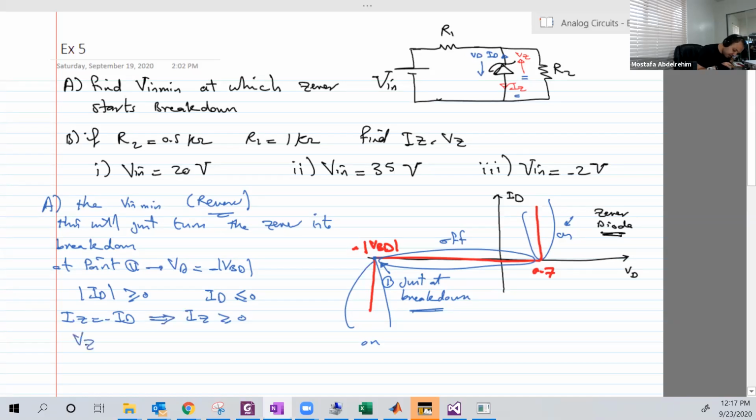And VZ is minus VD. It's opposite to it. So it should be equal to V breakdown as a positive, just to avoid the confusion.